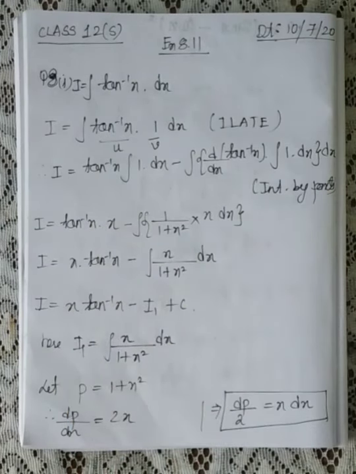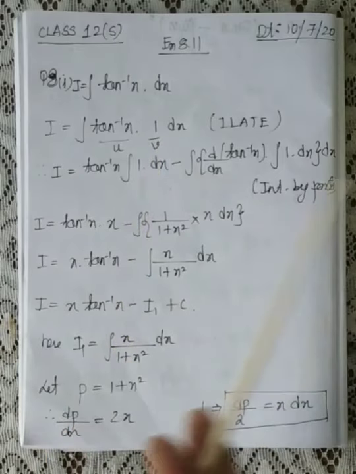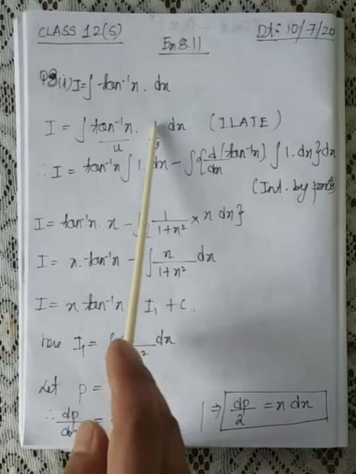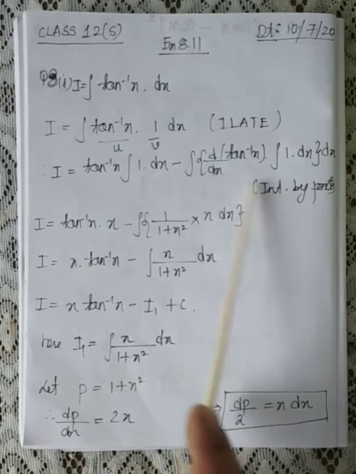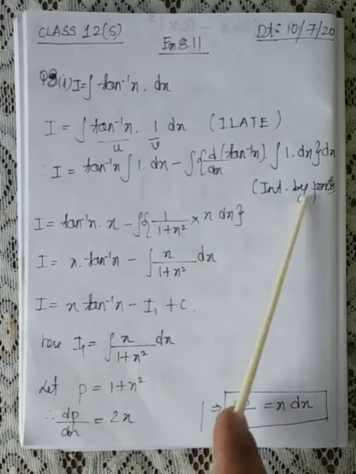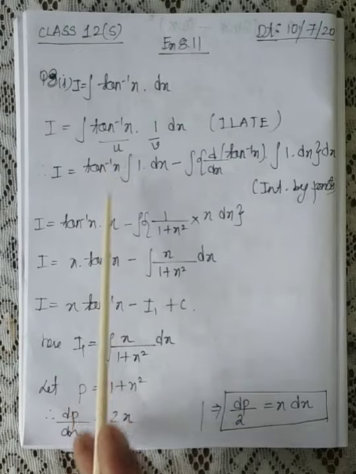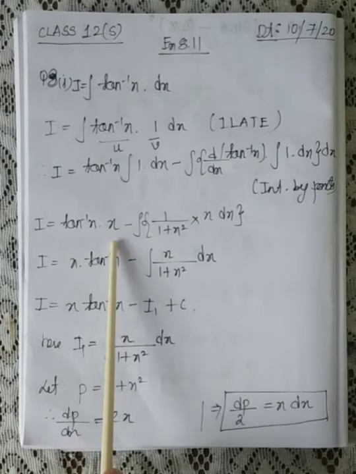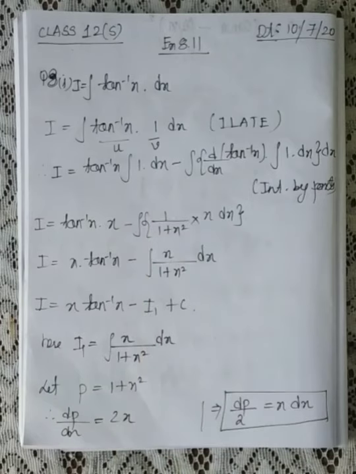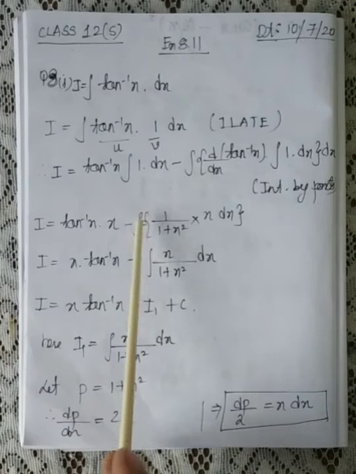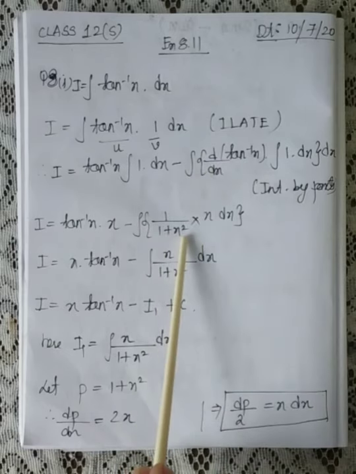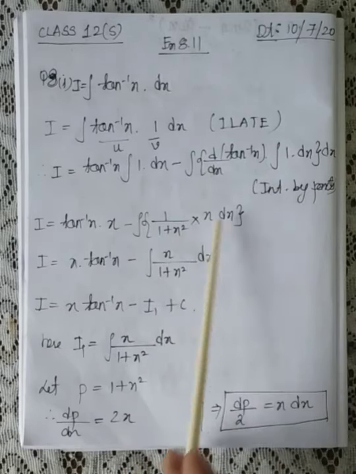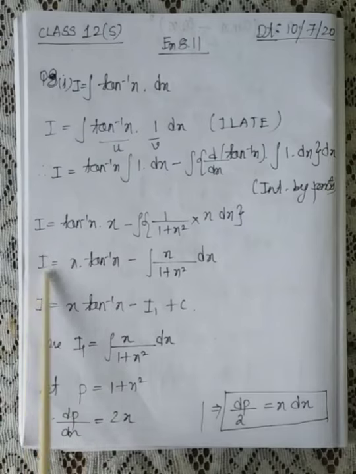So now integrating by parts. This is u, this is v. Use the formula: u integration v dx minus integration of differentiation of u into integration of v, then dx. Integration by parts: tan inverse x into integration of dx, which is x, minus integration, use a curly bracket, now differentiation of tan inverse x, 1 by 1 plus x square, into integration dx is x, so therefore I am getting this step.